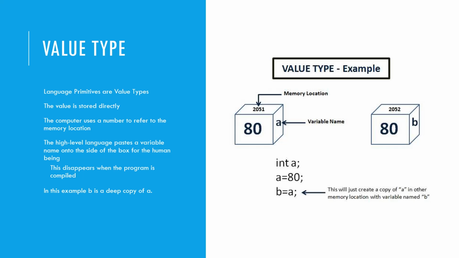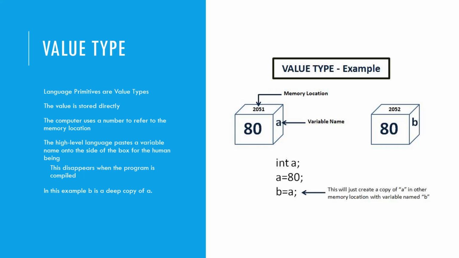So the value type. Language primitives in Java are value types: int, bool, double. The value is stored directly, and the computer uses a number to refer to the memory location. The high-level language pastes a variable name onto the side of the box for the human being, which disappears when the program is compiled.